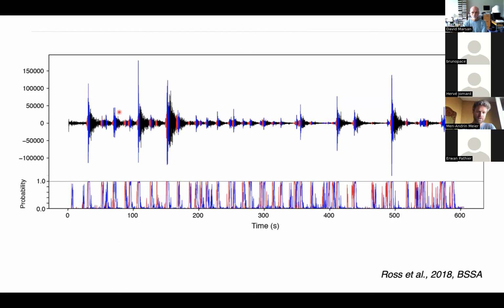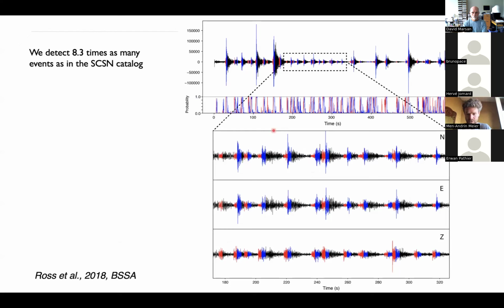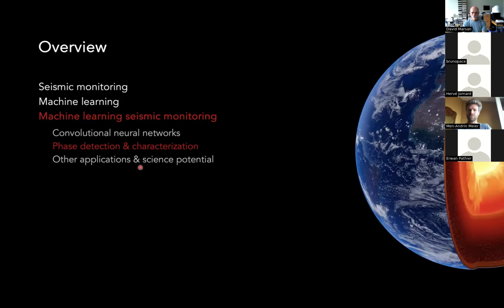And here's how this then looks on continuous data. You have a lot of quakes that come in close succession to each other. And we always detect the P in red and the S waves in blue. If we zoom in a little bit, you can really see that these signals are very close to the noise level, and they overlap a lot. Standard pickers like short-term average, long-term average pickers would not detect most of these. Maybe they would trigger on some of the S phases, but they would never be able to detect most of these, and especially not with the P and with the S phase. And so in this case, we detected something like 8.3 times as many events as were in the Southern California Seismic Network catalog.